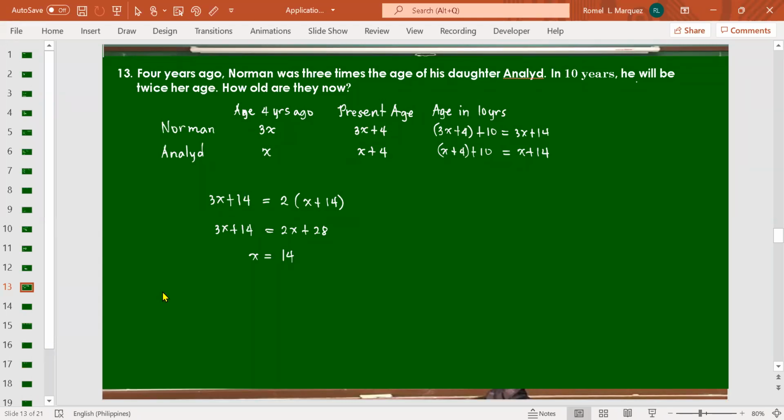Let's go back to the present age. 3x plus 4, so 3 times 14 plus 4. What is that? 46. So 46 years old. Who is this? Norman. What about Annalyn? x plus 4, so 14 plus 4, which is 18. She is very young. But Norman at 46 already has a child in college. He married early.